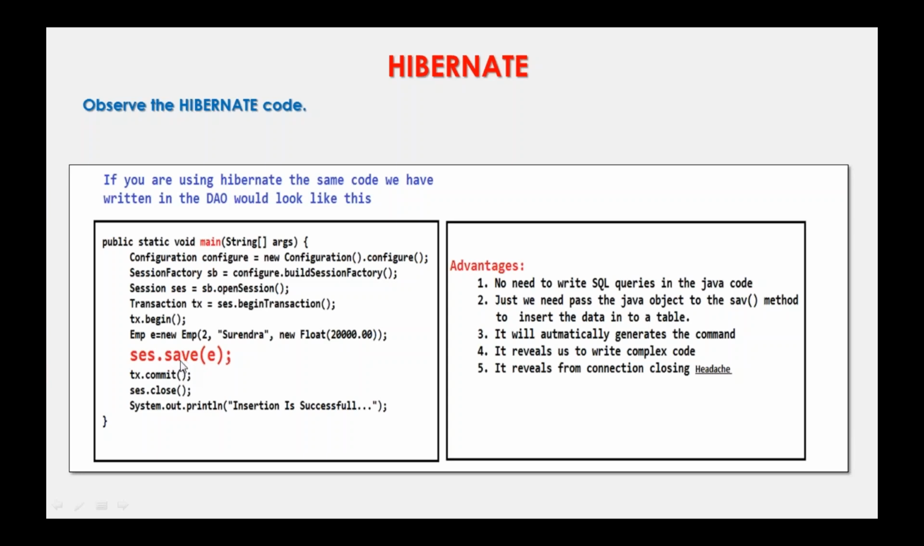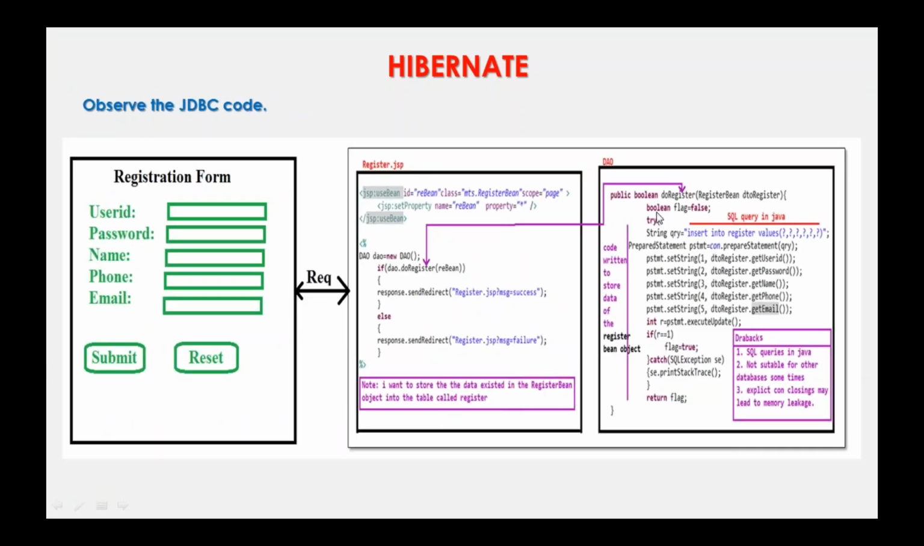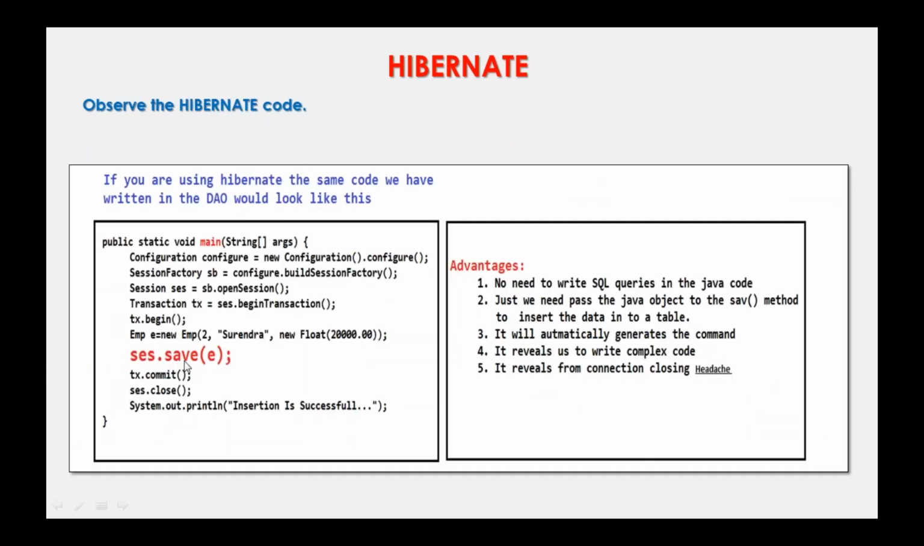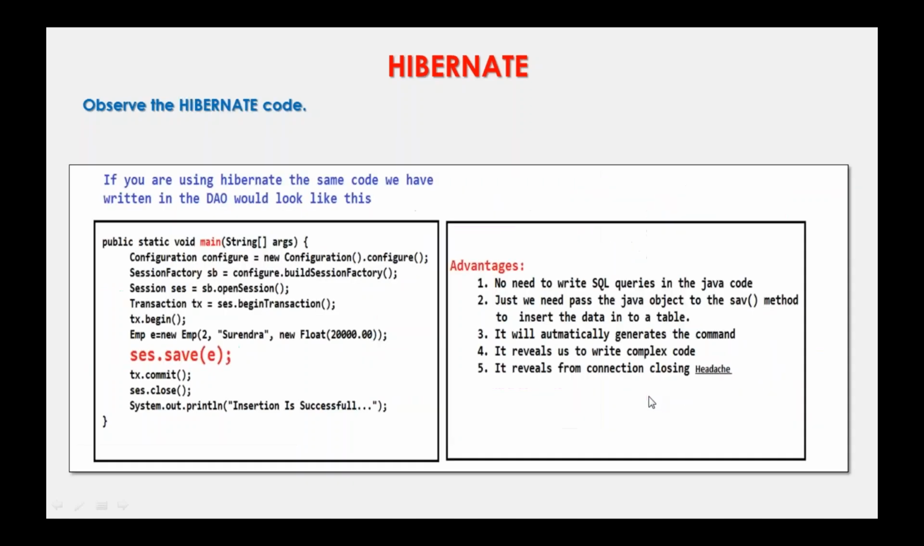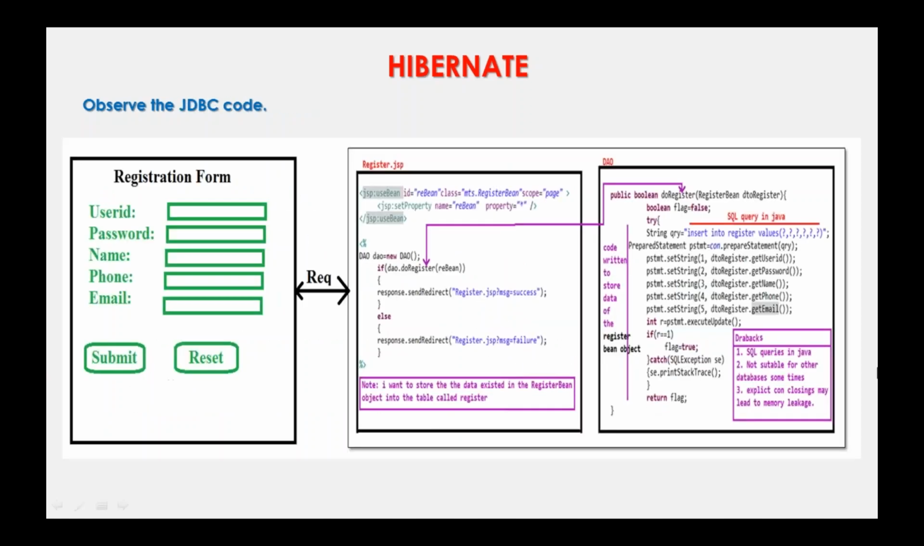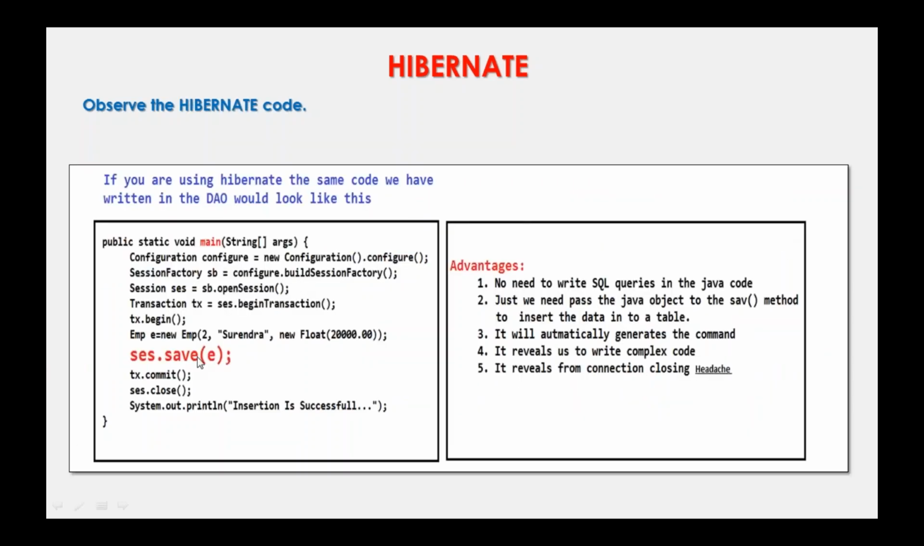Everything will be taken care of by the save method. Here I'm writing the code as if you use JDBC, but here I'm just using the same method. Internally it automatically generates that type of code, automatically creates this type of command, insert into register values. No need to write it here.